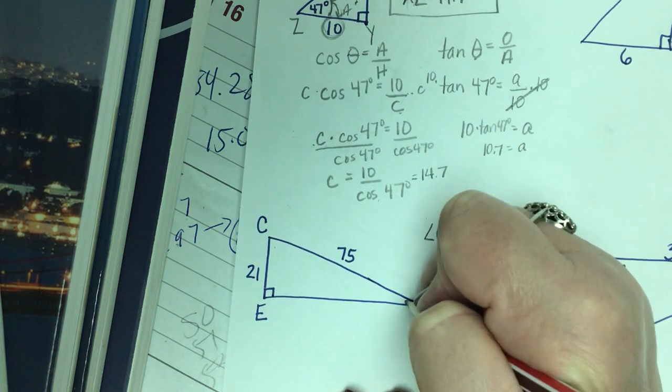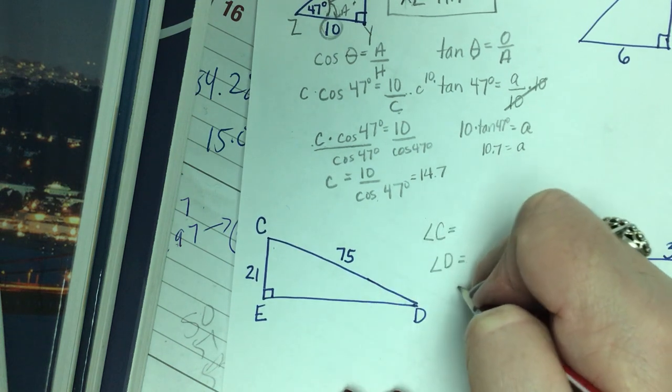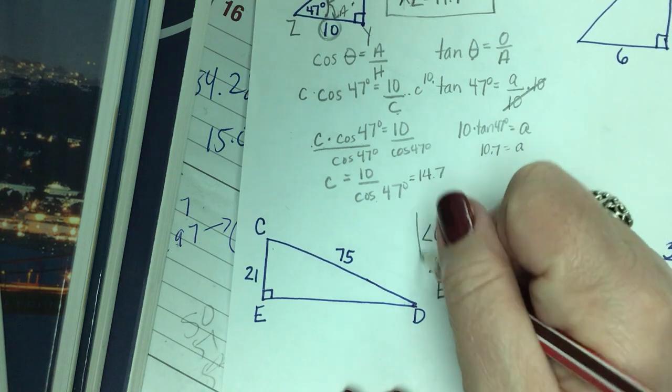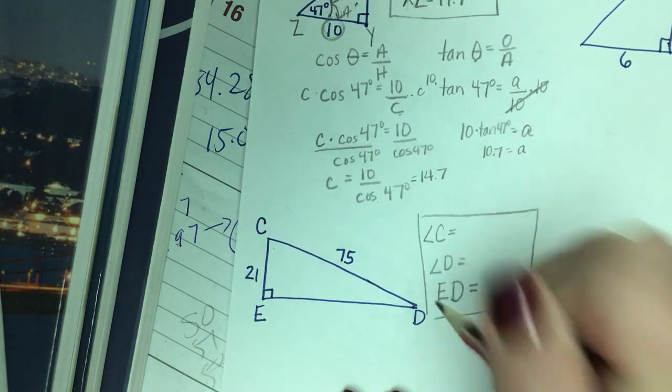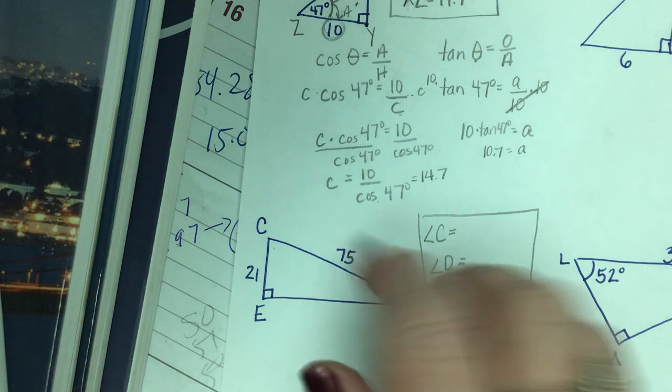I'm missing angle D. And I'm missing side ED. So once I have all those, I'm finished with that problem. The easiest for me to find is going to be side ED because I know two of the sides.